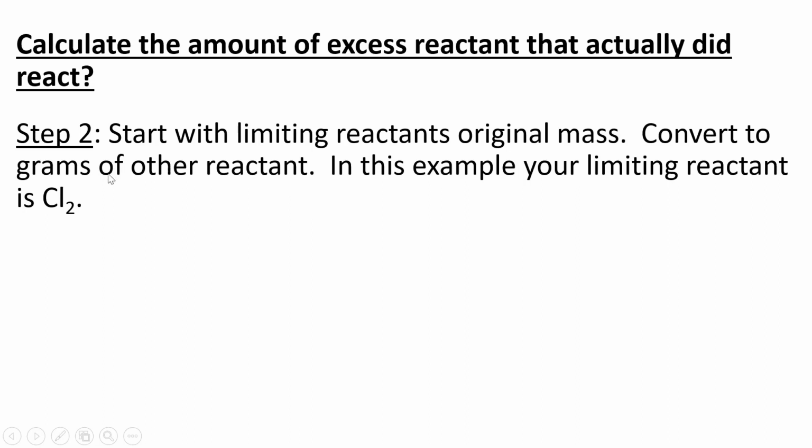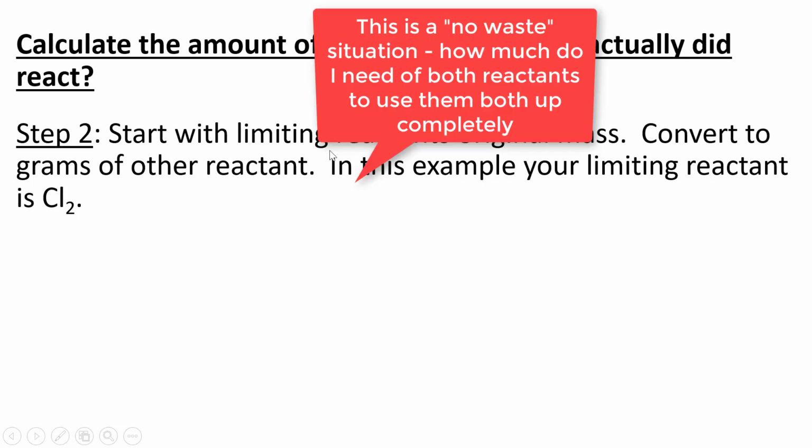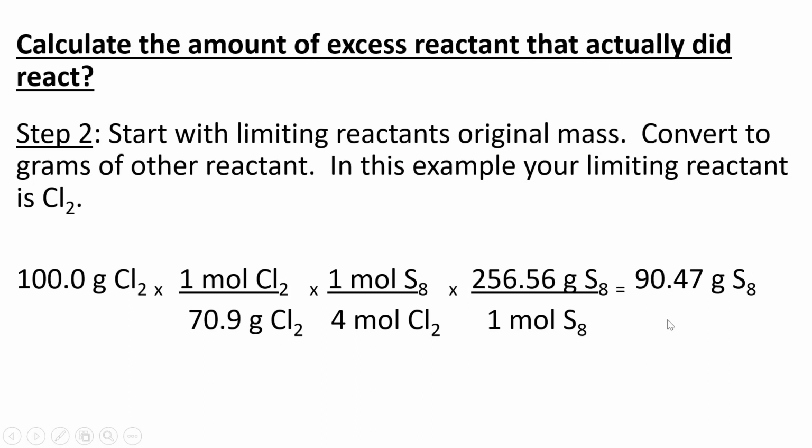And you're going to convert the grams to grams of the other reactant. So we're going to convert to grams of S8 now. So same setups as we had before, going from mass to mass. So start out with that 100 grams, got my 70.9 by looking at the periodic table, convert it to moles, do my mole ratio to convert to the other substance, and then again, get the mass of that other substance. So we end up with 90.47, and this is the amount of S8 that was used.